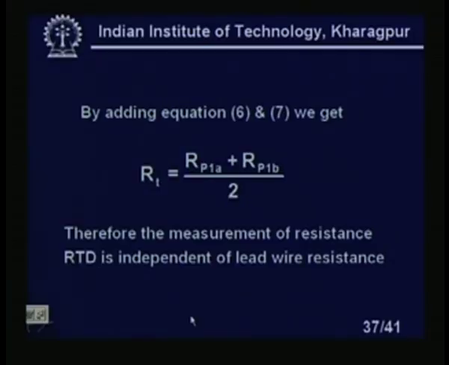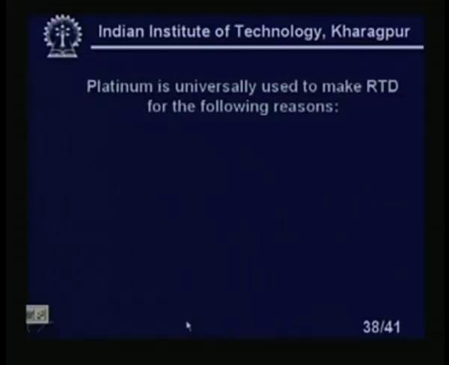This is the beauty of the Muller bridge, but there are many precautions. It is suggested that all the resistances should be in a thermostat except the RTD, so that they have equal resistance, and all the lead wires should be of equal length. If you can satisfy all these things, this is an excellent thermometry mankind has so far developed. Therefore, the measurement of the resistance of the RTD is independent of the lead wire resistance.